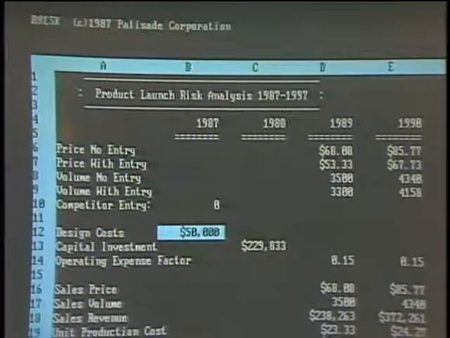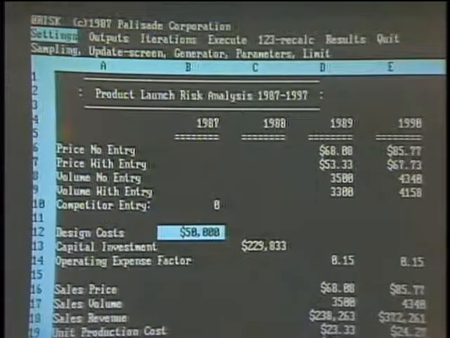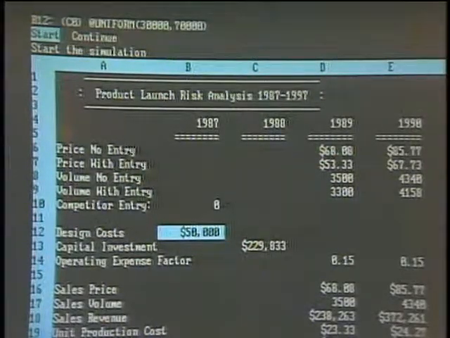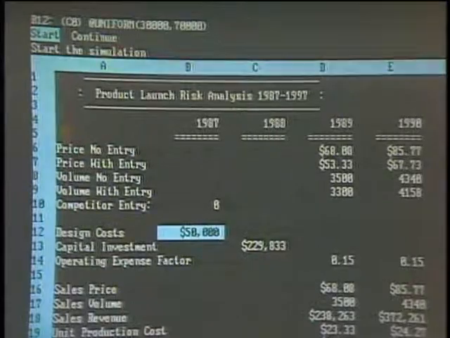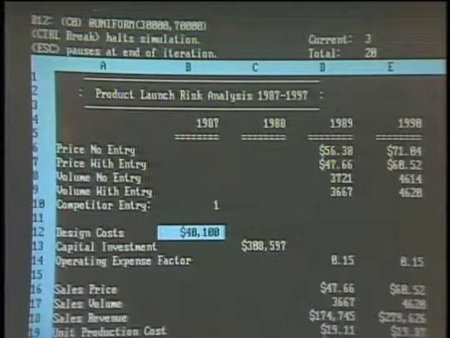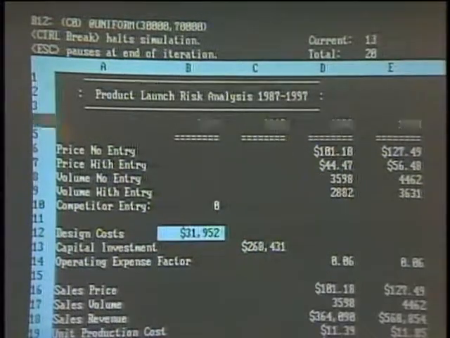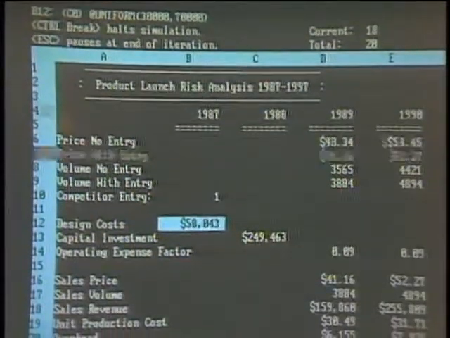Okay, so how do you get into At Risk then? Well, here it is right here. A special menu comes up with a hotkey. This lets you do all of the settings that you need to start off a simulation. I've set the parameters here ahead of time, the sampling type, number of iterations, and so forth. Let's watch what happens. Values are being sampled randomly for each cell that contains one of these distribution @ functions, and then the sheet is being recalculated.